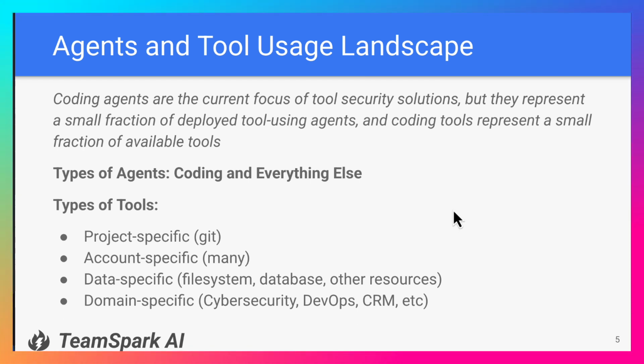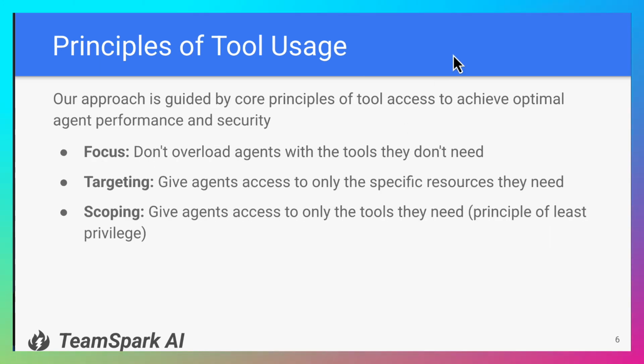So we have tools for cybersecurity research, for DevOps, for CRM, for hundreds of things. There are 1,000 official tools on the MCP server registry, and they cover a wide variety of different kinds of things beyond just coding agents. So really, that's part of the landscape that we think about when we think about how we need to be able to manage and secure tools. And we developed some principles of tool usage based on this, and that guides some of the design decisions we made and how the product works.